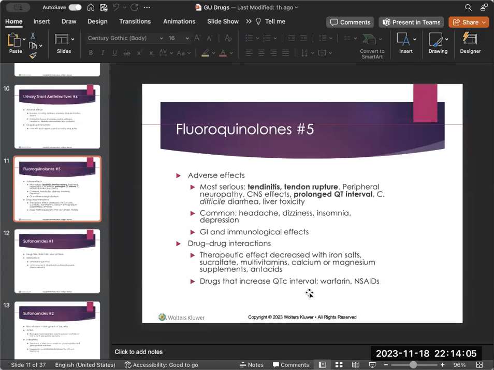Drug-drug interactions: some vitamins, some supplements, some antacids. Remember, antacids, all of those types of drugs, they don't interact well with many other medications, okay? Drugs that increase the QT interval, okay? Like ondansetron, remember, Zofran, no good, okay? No warfarin and no NSAIDs, okay? Because it can increase the effects of these, so we don't want these with other drugs.